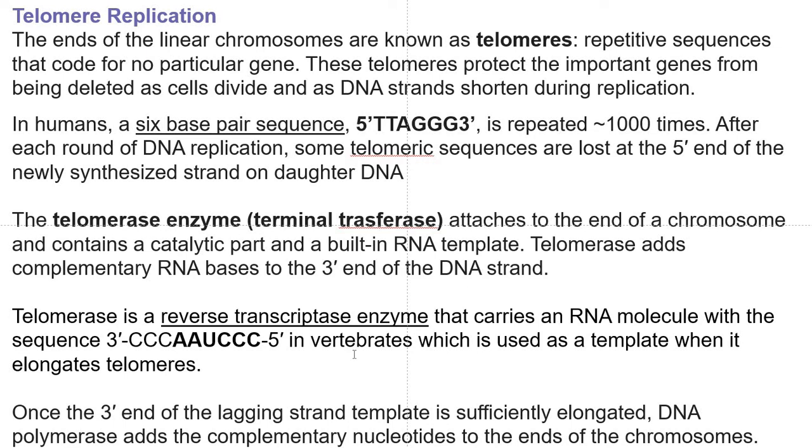It's a terminal transferase, or a reverse transcriptase. It carries an RNA molecule with it, and the sequence of that RNA molecule is CCCAAUCCC. This is used as a template when it elongates the telomere. It adds a complementary base at the 3' end of the DNA strand. And you will see in the next slide that it loops around the telomere, so it's always available for the next synthesis reaction.